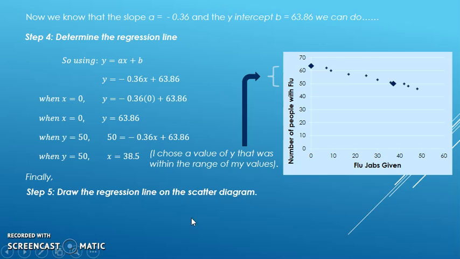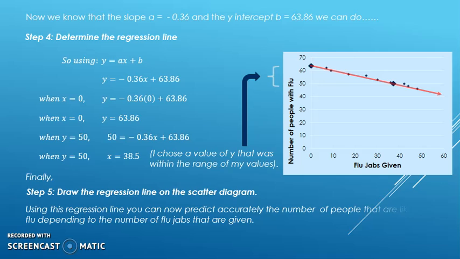Finally, let's draw the regression line on the scatter diagram. And the regression line must pass through these 2 points here for it to be accurate. So we draw in our regression line, and we can confirm that it is a very strong correlation because many of the points are actually touching or on that regression line. So using this regression line, you can now predict accurately the number of people that are likely to get flu depending on the number of flu jabs that are given. Thank you.